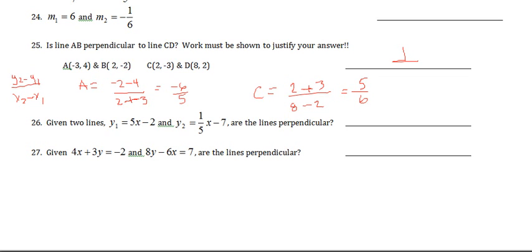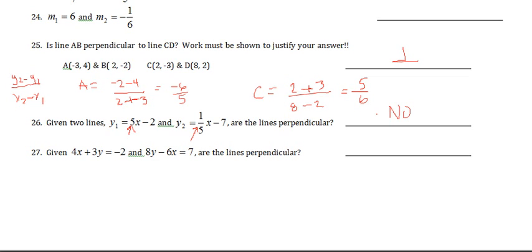Next one, are the lines perpendicular? Well, that has a slope of 5. That has a slope of 1 over 5. That looks like the reciprocal, but remember, they're not opposite. They're both positive. One needs to be positive, the other one needs to be negative. So we would say, no, they are not.